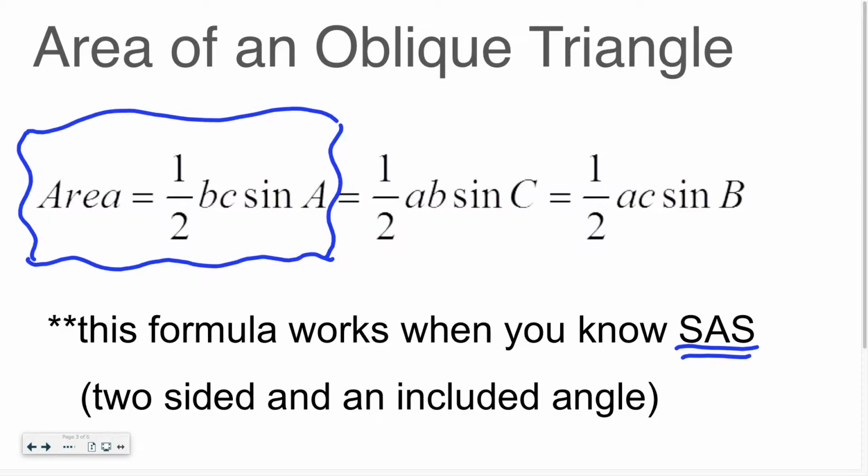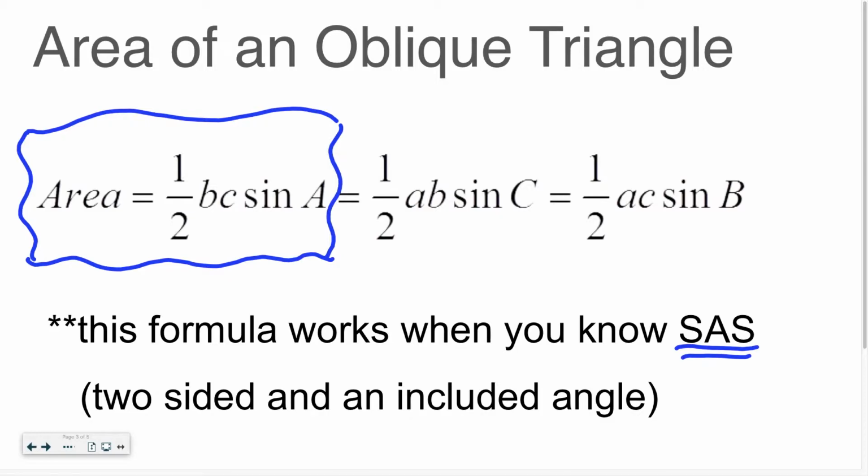So if you know two sides and an angle in between, that angle has to be in between those two sides, we can follow this formula to find the area. So instead of actually having to calculate the height of this triangle, we can take the two sides and multiply them by each other, multiplied by 1/2, and then you multiply by the sine of that angle that's in between the two sides. So this will always be the two sides as a product here and the sine of the angle in between those two sides.